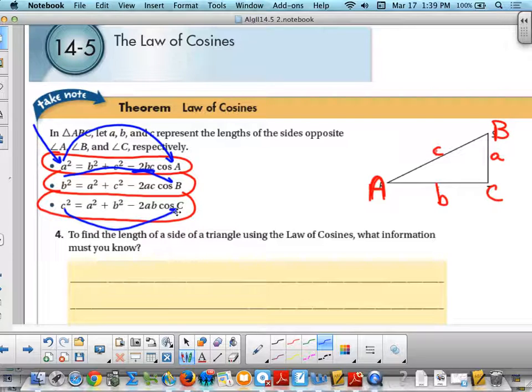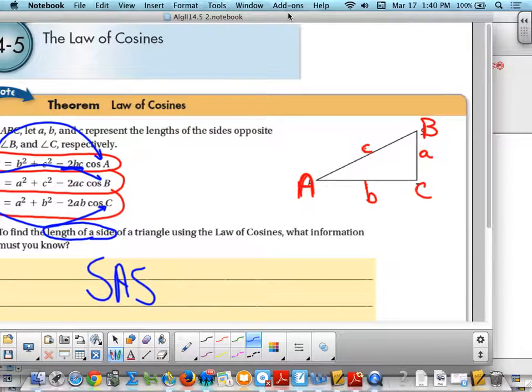To find the length of a side of a triangle using law of cosine, what information must you know? It's either going to be side, side, side, or side, angle, side. If I give you side, side, side, I've given you all the sides. To find the length of a side, do you think we need that? No. It's got to be side, angle, side. So if you want to find any side, you need to be given side, angle, side to use this law of cosine. Now I think there's one right below. Let's do it and see what we get.